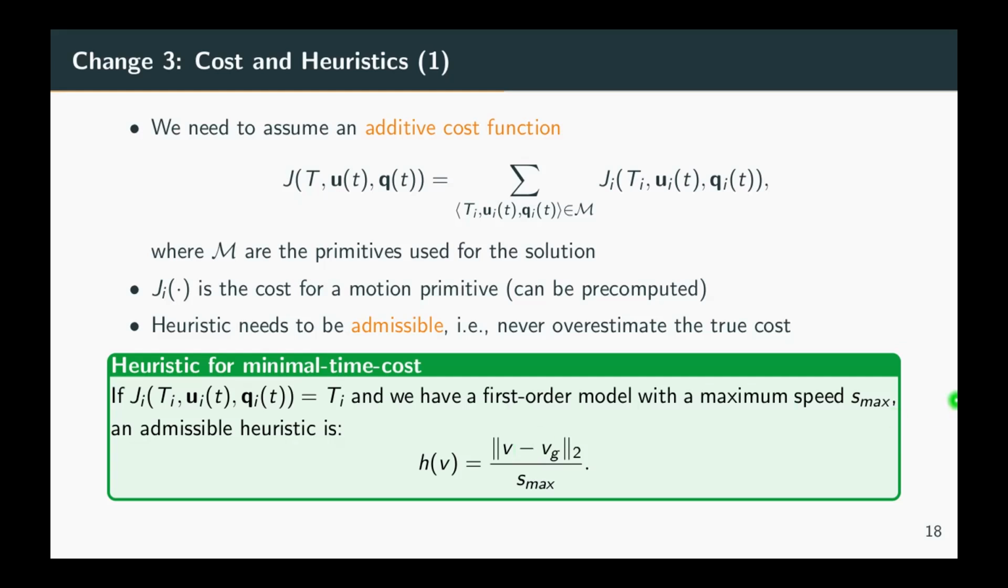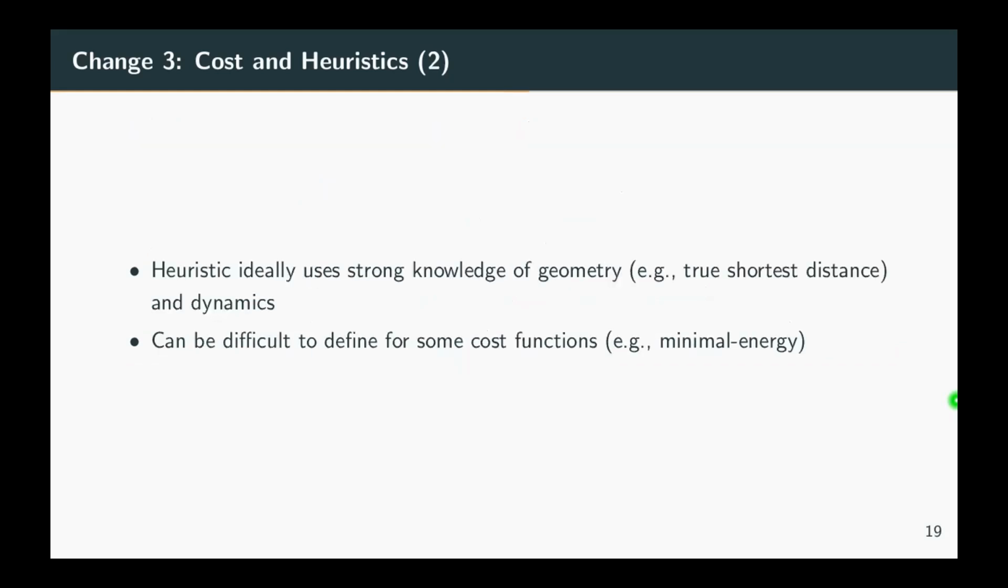And then in the exercise, you will look at second order models, like what would happen if you can not only control the velocity, but maybe you have a bound on the acceleration as well. Any questions regarding the heuristics? Okay, well, I have one more thing.